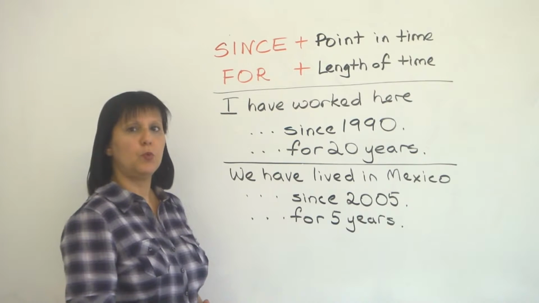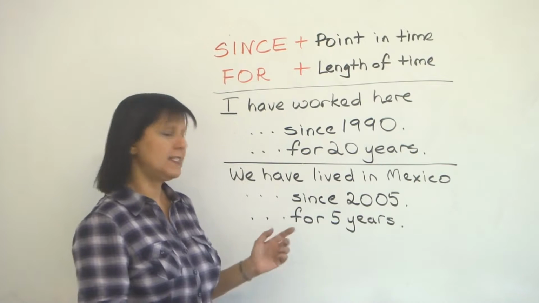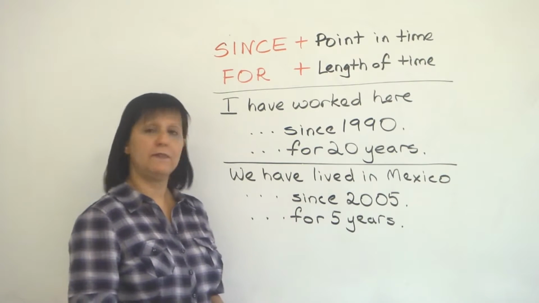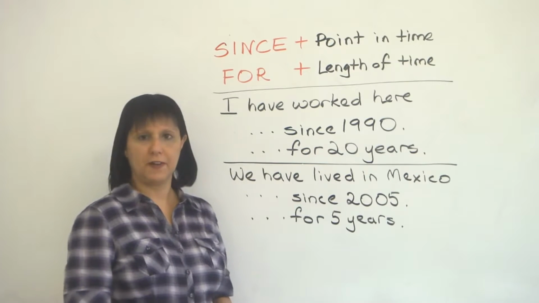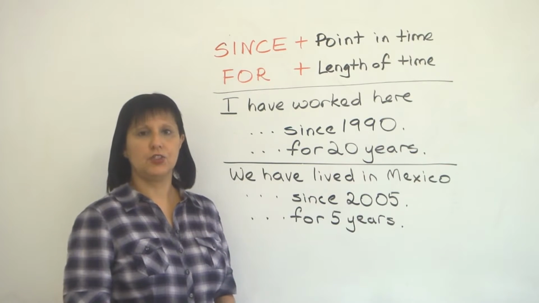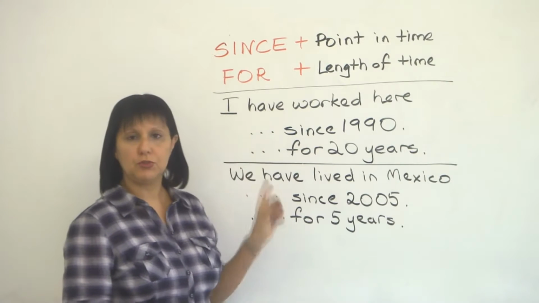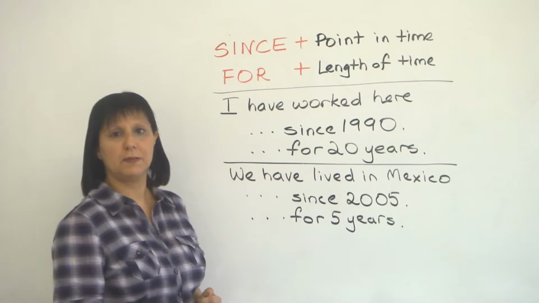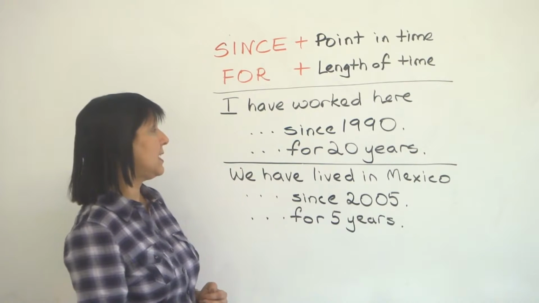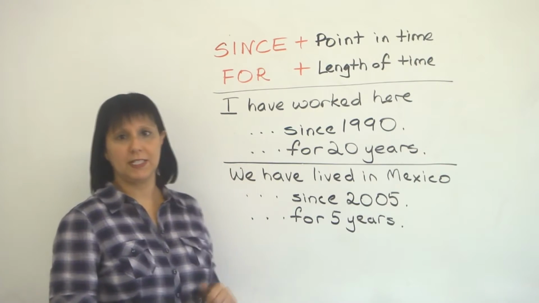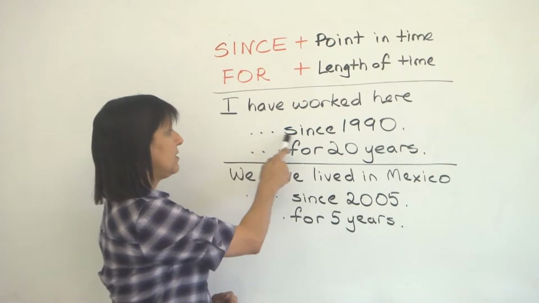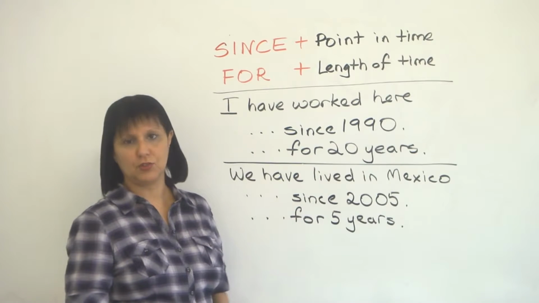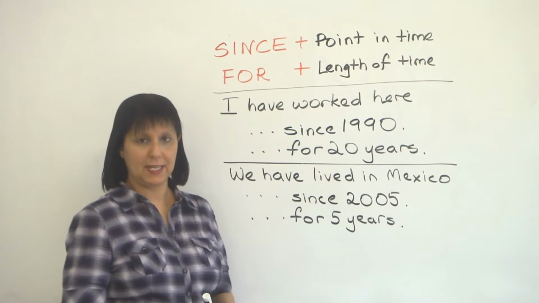Another example, we have lived in Mexico since 2005, or we have lived in Mexico for 5 years. Okay? So I hope this helps you to understand the difference between the two. The mistake that many students make is they sometimes say, I have lived here since 20 years. So you can't do since and the 20 years. You have to do since plus the actual time when something began to happen.